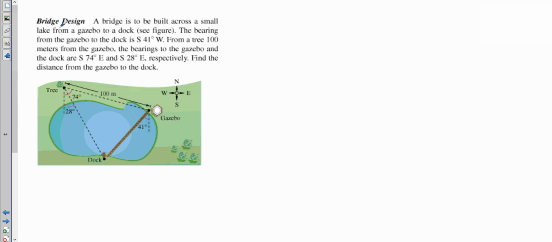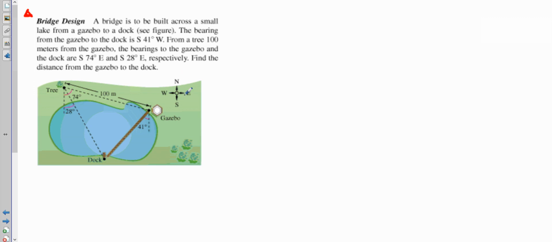Okay, what we have right here is we're going to go through using the law of sines to figure out an application problem. You find a lot of these problems in your book, and this is probably coming from a popular book that you might be using. It's a good old bridge design problem, and you usually are crossing over a lake. What you create is an oblique triangle, something like this.